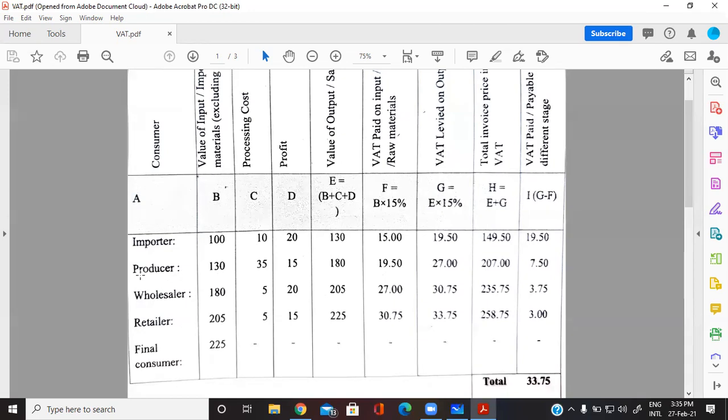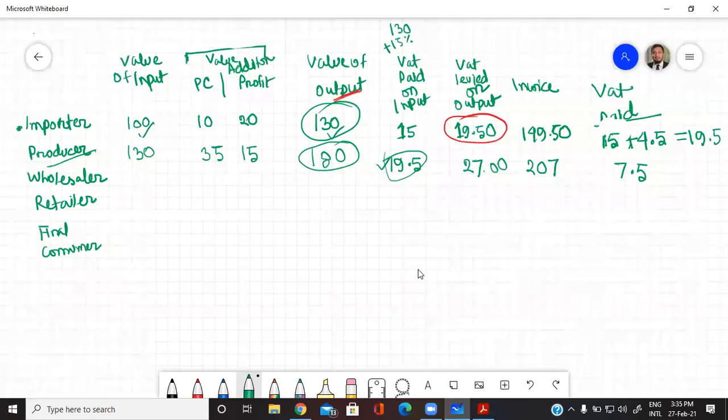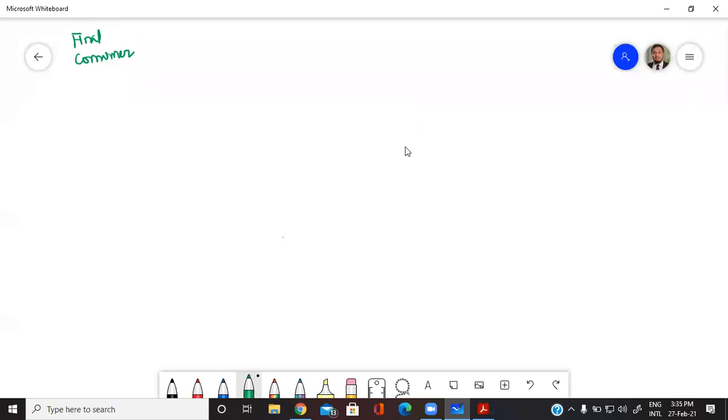Okay. So before going for further discussion, let me familiarize you with another concept, because we just have got the idea that in each stage, each party can get the refund or can claim the amount that he has paid in the name of input VAT. Have you got the idea?